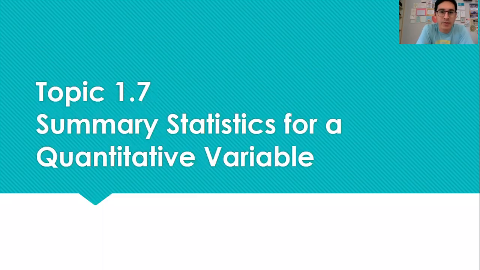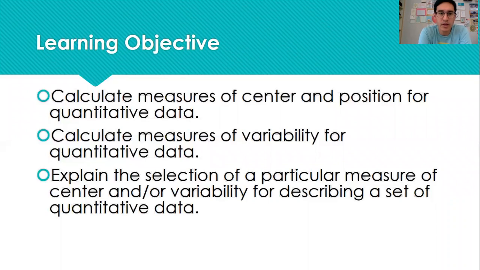Hey everyone. So in this video, we're going to wrap up topic 1.7, summary statistics for a quantitative variable. We've already addressed the first two learning objectives in previous videos. So in this one, we're going to explain the selection of a particular measure of center and or variability for describing a set of quantitative data.